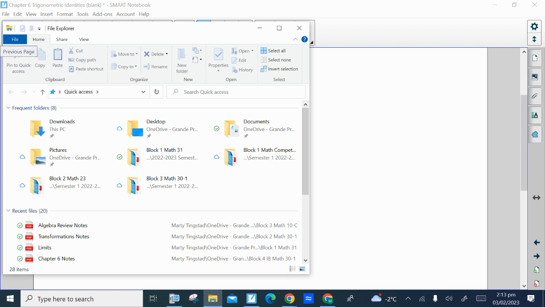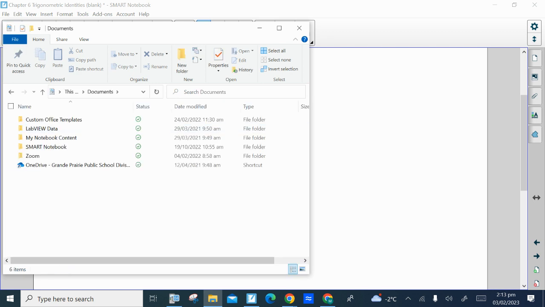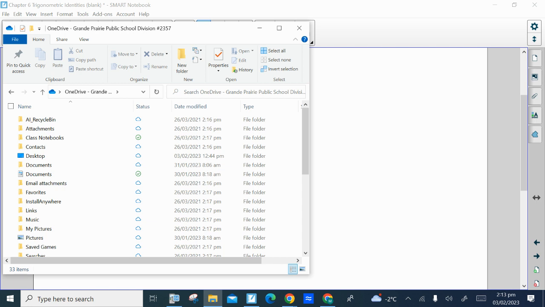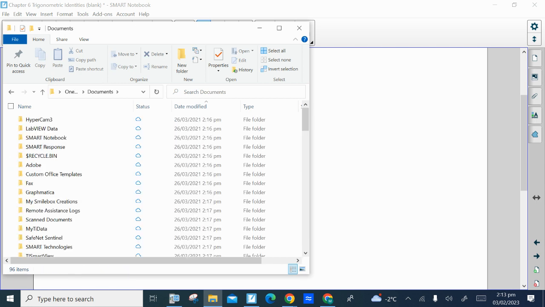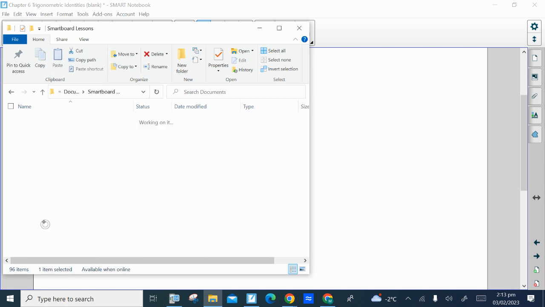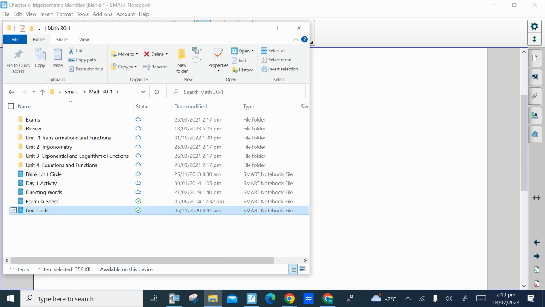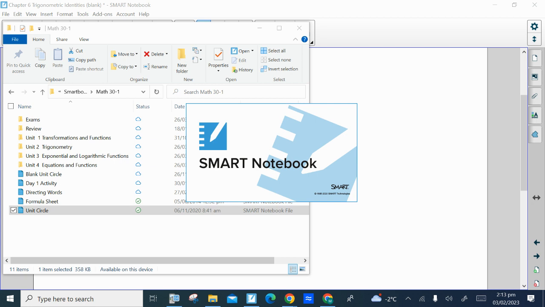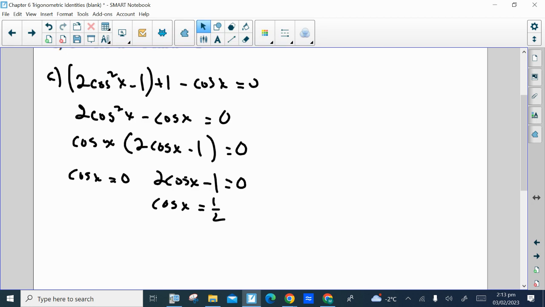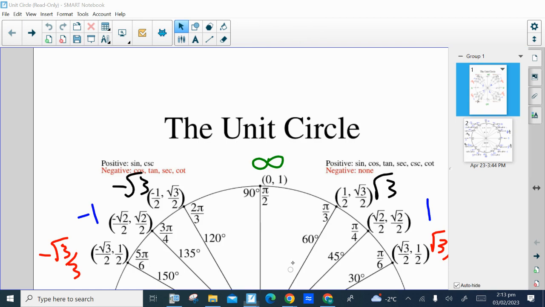I'm just going to open up a unit circle here. There we go. So our solutions were cosine of x equals 0. So once that unit circle opens up, we'll be able to see where that is. The cosine, remember, is the x value.